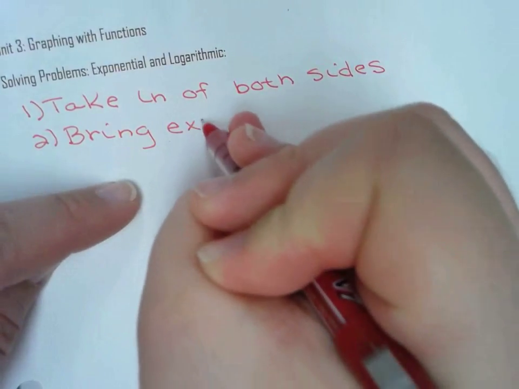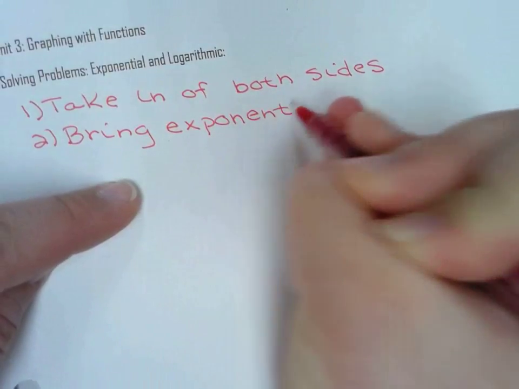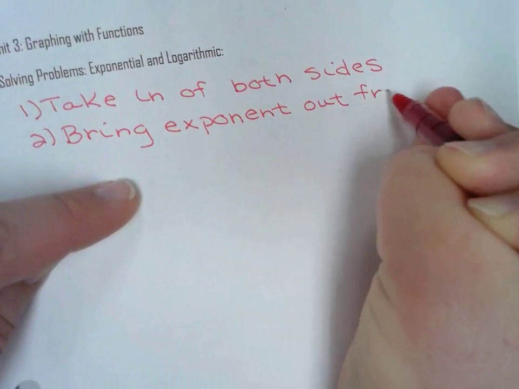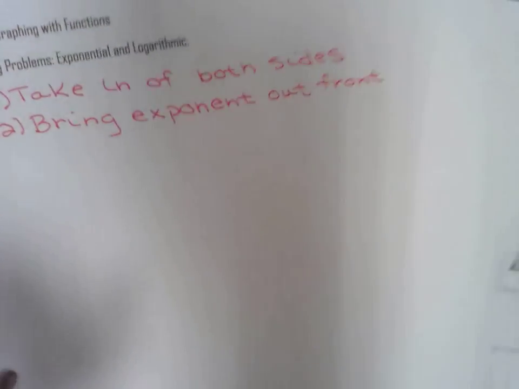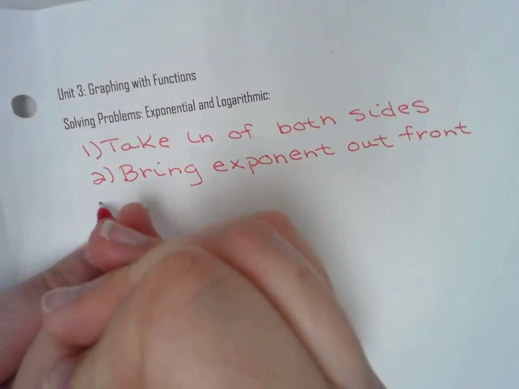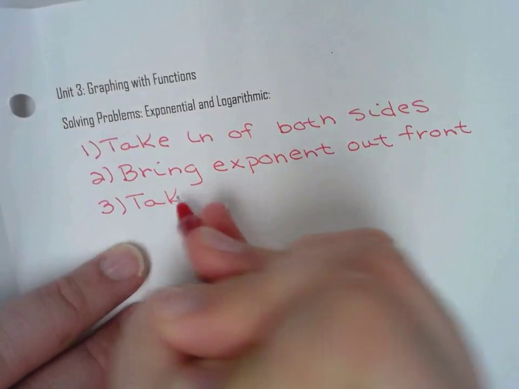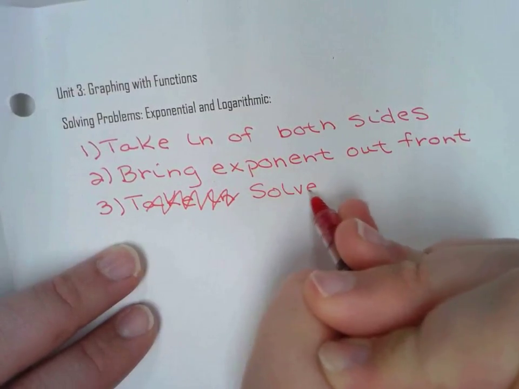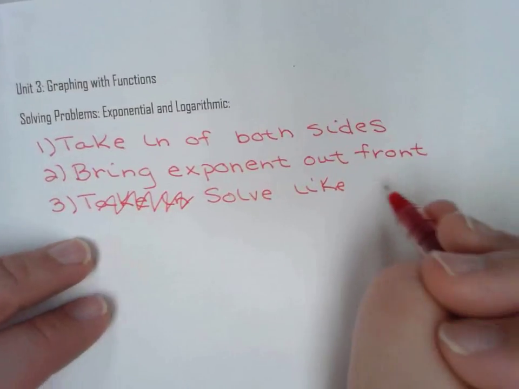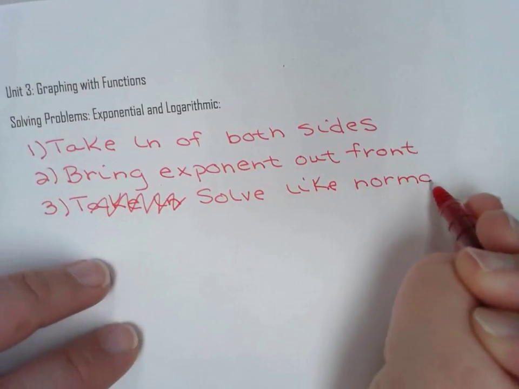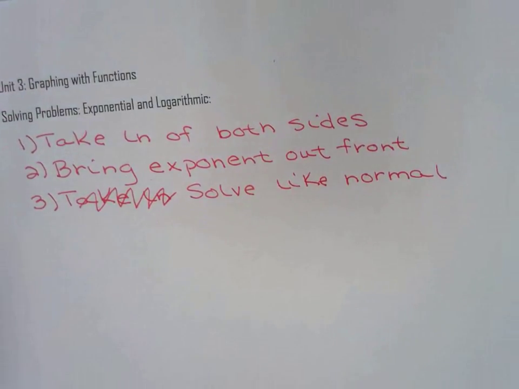So now we're going to bring the exponent out front. Then you're just going to solve like normal. Okay, so you're going to take the ln of both sides, you're going to bring the exponent out front, and then you're going to solve it like normal. Now it's going to look a little different maybe than a normal equation, but we'll walk through it. So take ln of both sides, bring the exponent out front, and then solve it like normal.